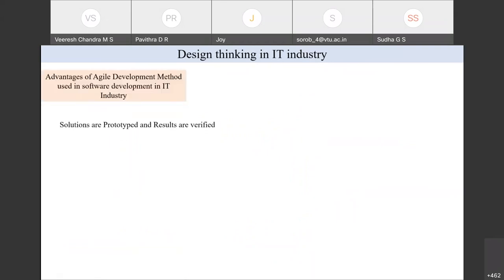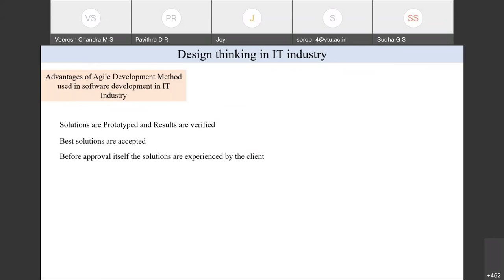So advantages, solutions are prototyped and the results are verified, of course. So every sprint gives you a result and that is verified. Best solutions are accepted after the feedback. Obviously, we will get the best solutions which are accepted. Before approval itself, the solutions are experienced by the client, right?